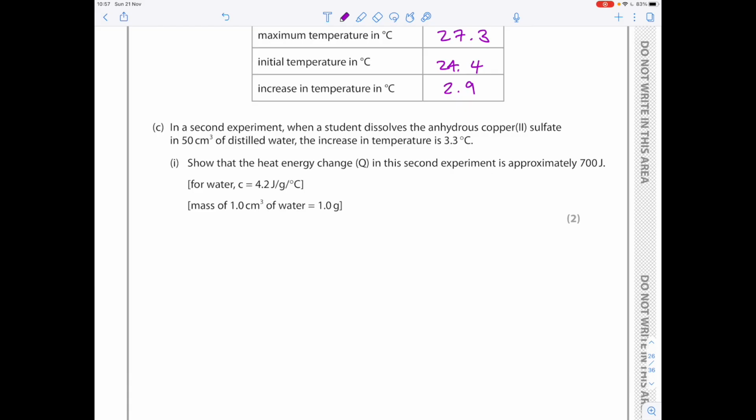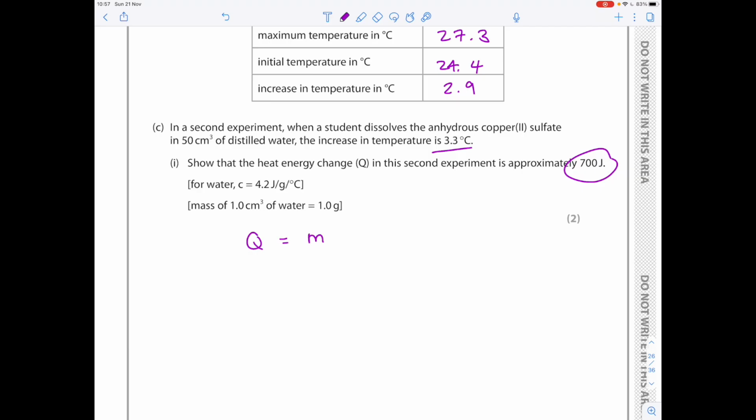In a second experiment, a student dissolves the anhydrous copper 2 sulfate in 50 centimetres cubed of distilled water, and the increase in temperature is 3.3 degrees Celsius. Show that the heat energy change in the second experiment is approximately 700 joules. So people love subbing the answer into their working. No. You're going to do your working and then double check and hopefully see that your answers are about the same.